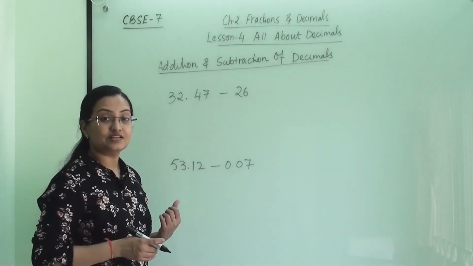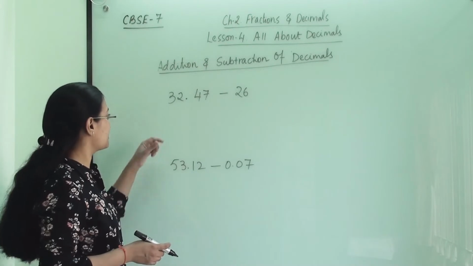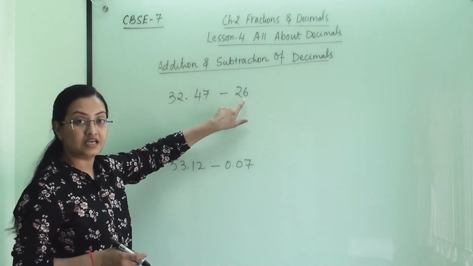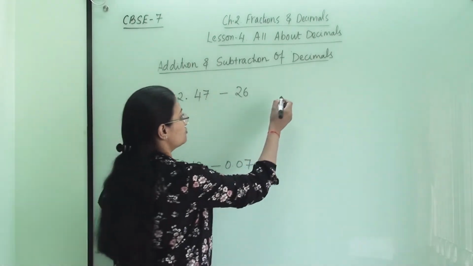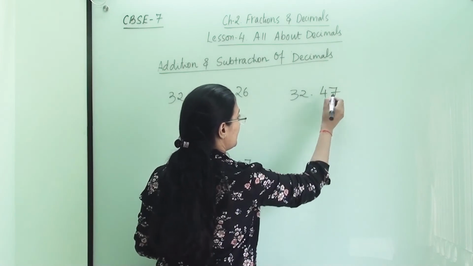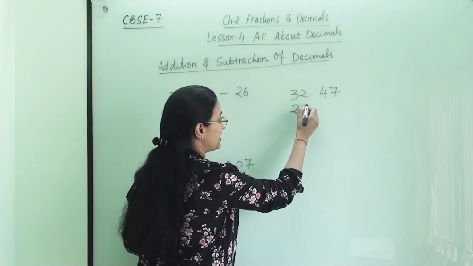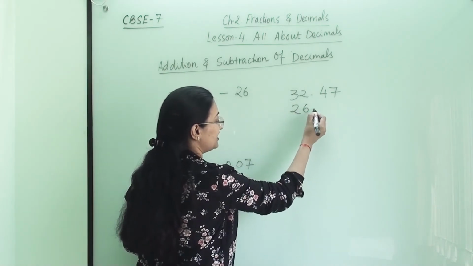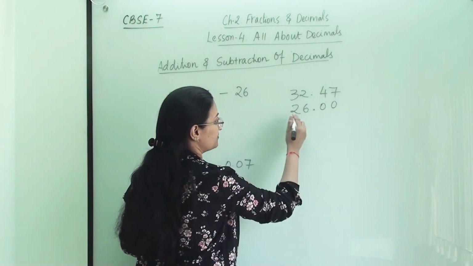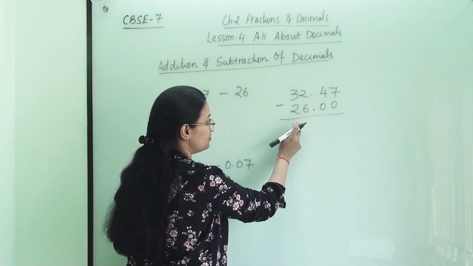Now we will understand the subtraction, that when decimal numbers are there, how to do the subtraction. So here we have 32.47 minus 26. 26 is a whole number here. So we will first write this 32.47. Now 26 is a whole number, it is without a decimal. So we will write it before the decimal point. And here we will write a point and we will add two zeros to match the above number. Now this number is smaller than this number, so we can write it just below that.